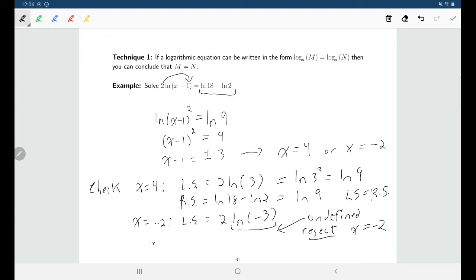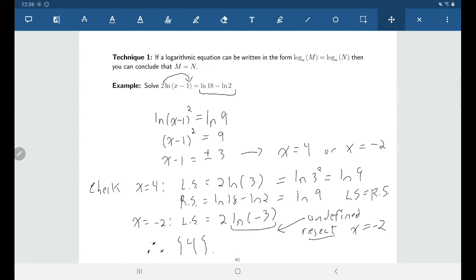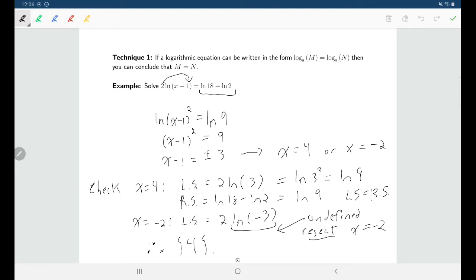And so that means that the solution that we have, the only solution for this equation, is the single value 4. So just like we had with radical equations, we might come up with multiple values for x. In this case, we had 2 values, 4 and negative 2, but it turned out that the negative 2 happened to be extraneous, and so the only solution happens to be 4.